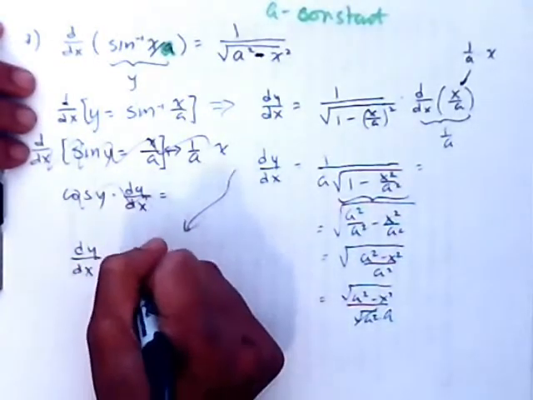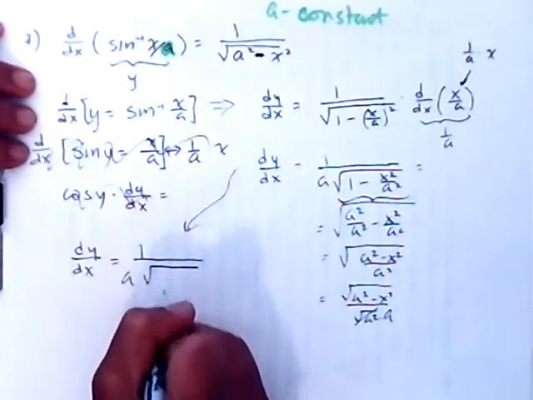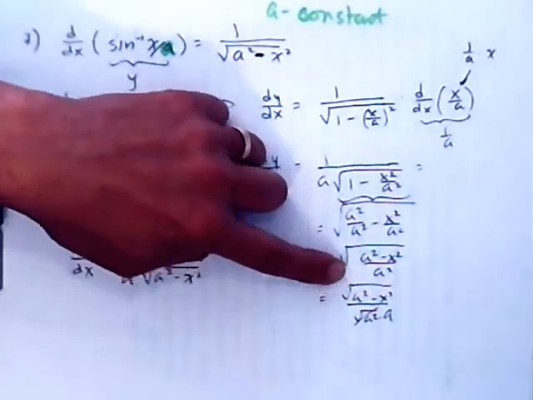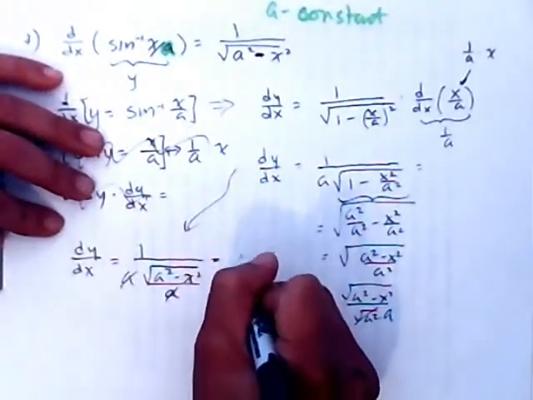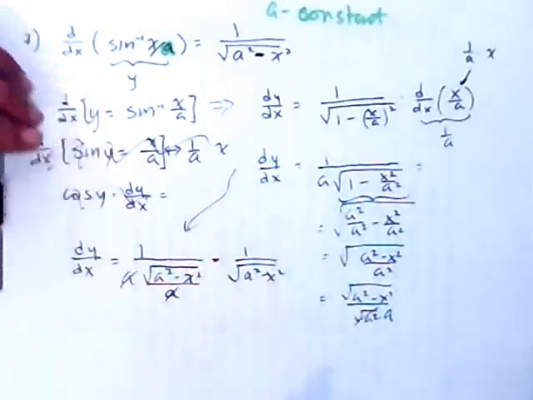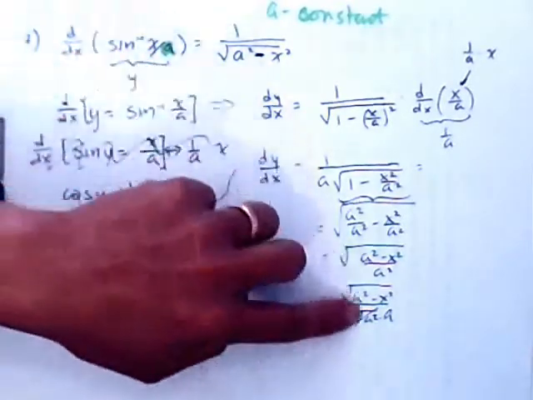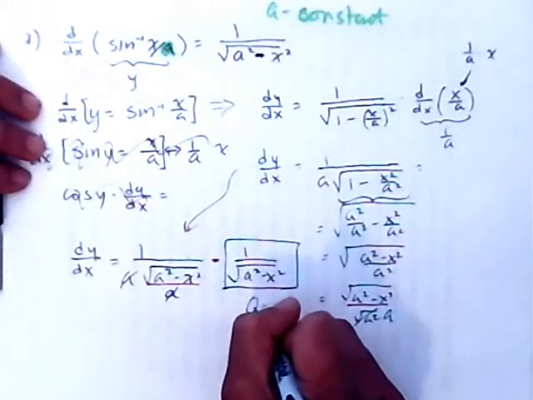So let's rewrite it neatly here. dy over dx is equal to 1 over a times the square root of a squared minus x squared over a. These cancel, and you end up with 1 over square root of a squared minus x squared. I could have done it this way too as well, but I decided to take another route. You get the same answer, or you should. QED.